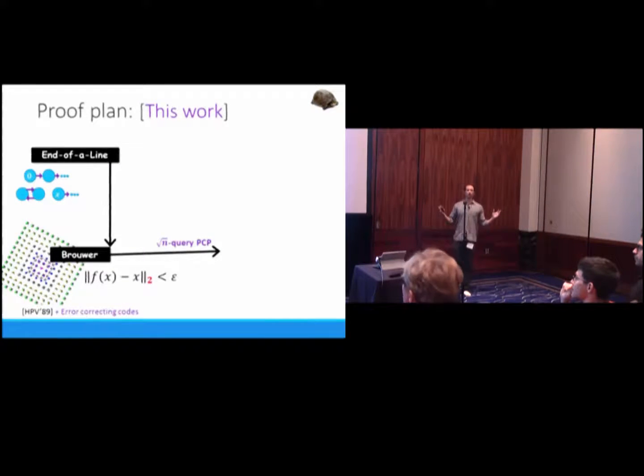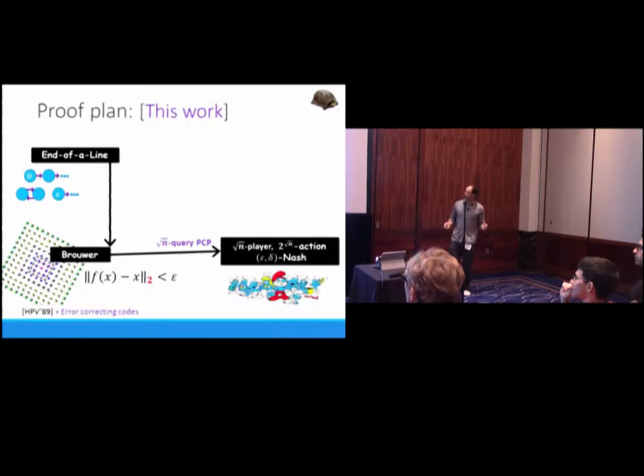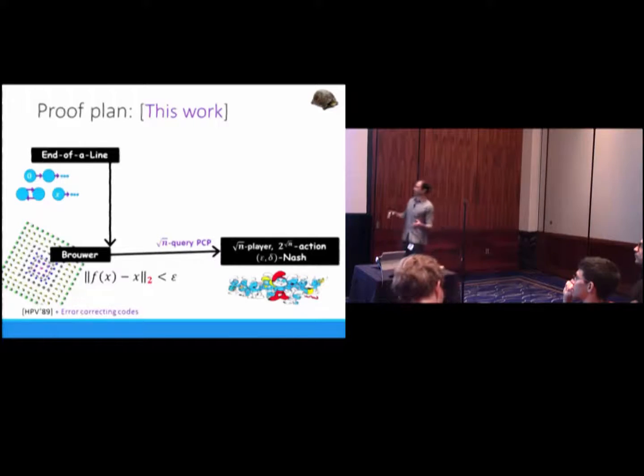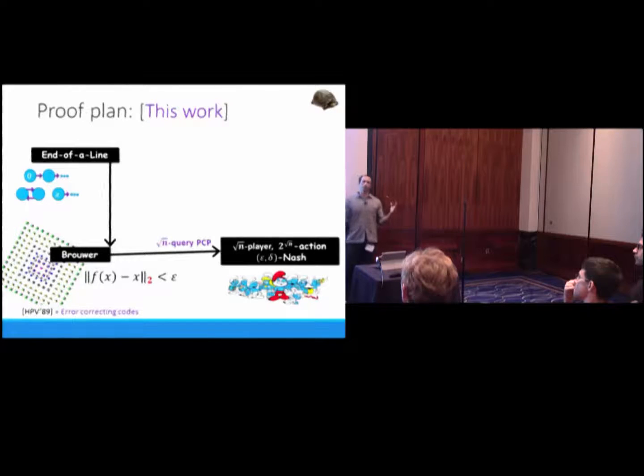Something amazing happens when you have a PCP with root n queries. And we can get a hardness for this problem. So root n queries, if you use the optimal randomness, optimal pseudo-randomness, you only need approximately root n questions. And for each question, we construct a player.